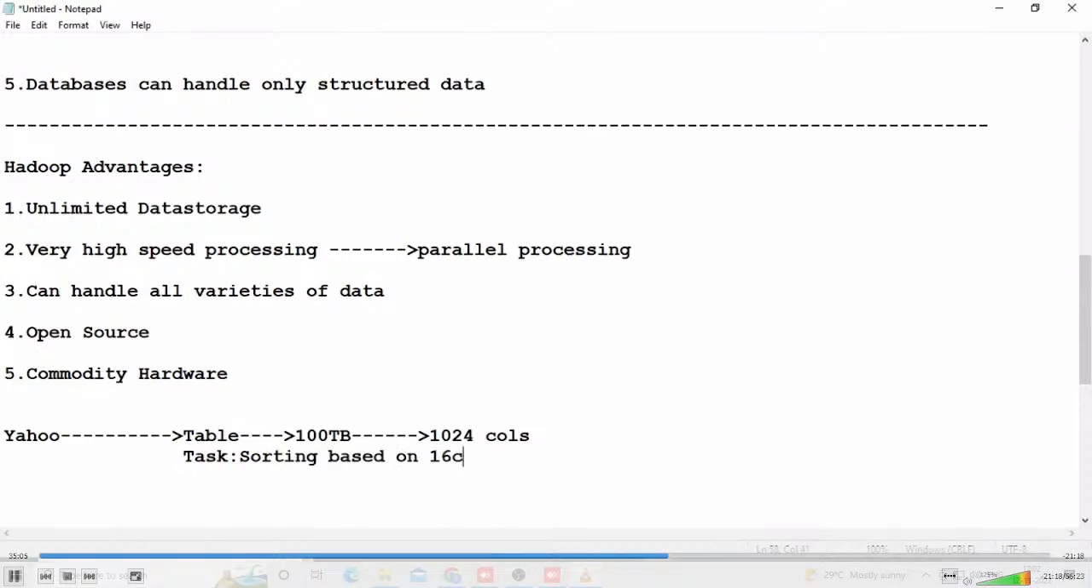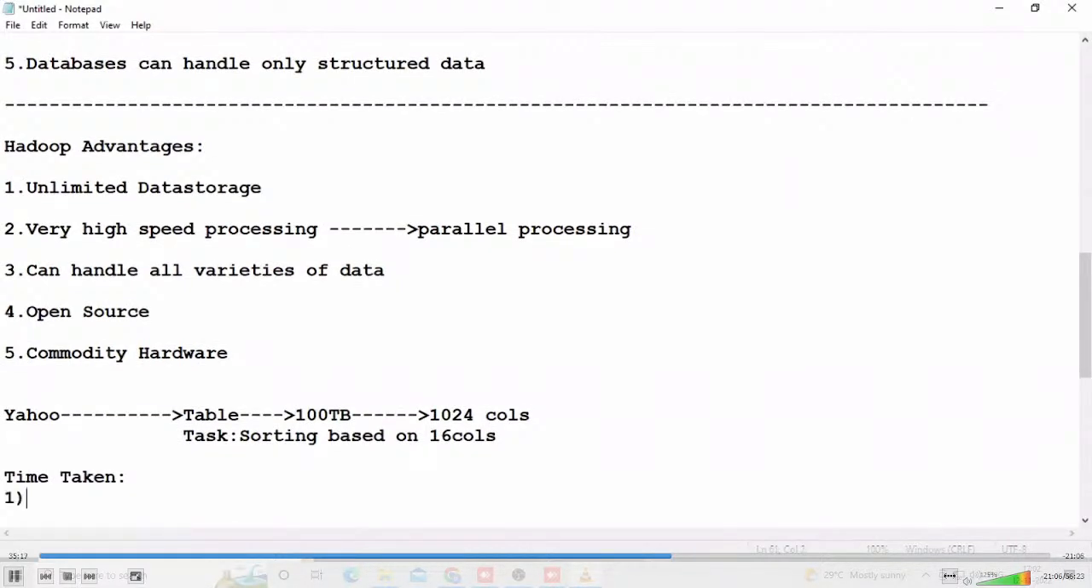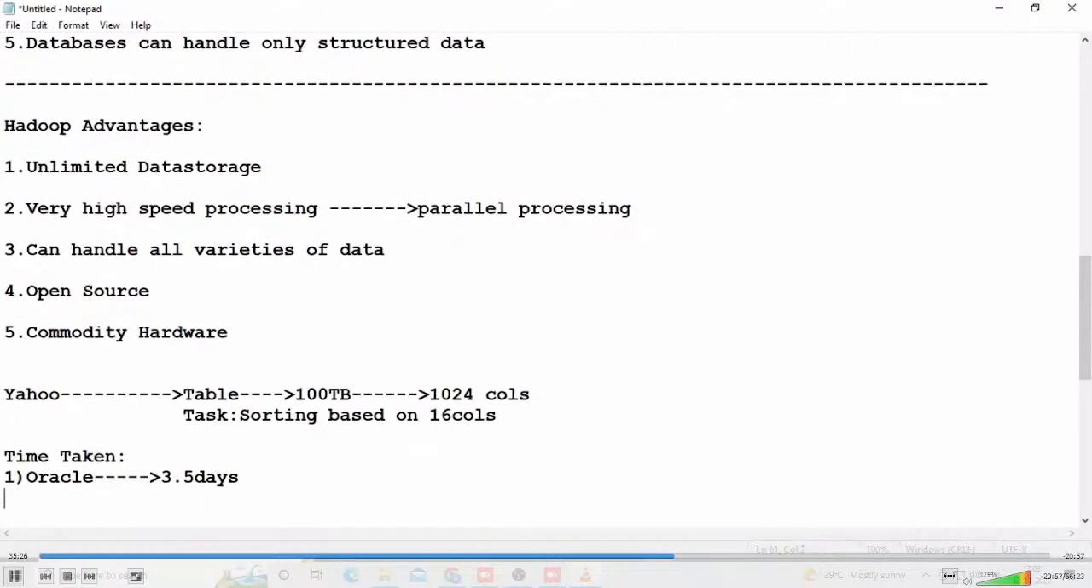Sorting based on 16 columns, right? So what is the time taken by different databases? Here, Oracle has taken nearly 3.5 days to process this, and MySQL has taken nearly 6 days to process this.